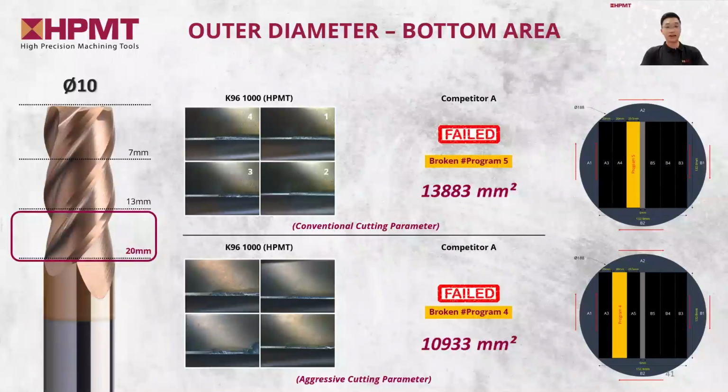So to summarize the two tests that I have shared just now, I can say that HPMT's 4 flutes end mill and multi-flute end mill are the best performers under standard conventional cutting parameters among all the competitors. As for aggressive cutting parameters, HPMT is still the clear winner here, as competitor A's tool already broke faster even when HPMT's K96 is still able to continue machining.